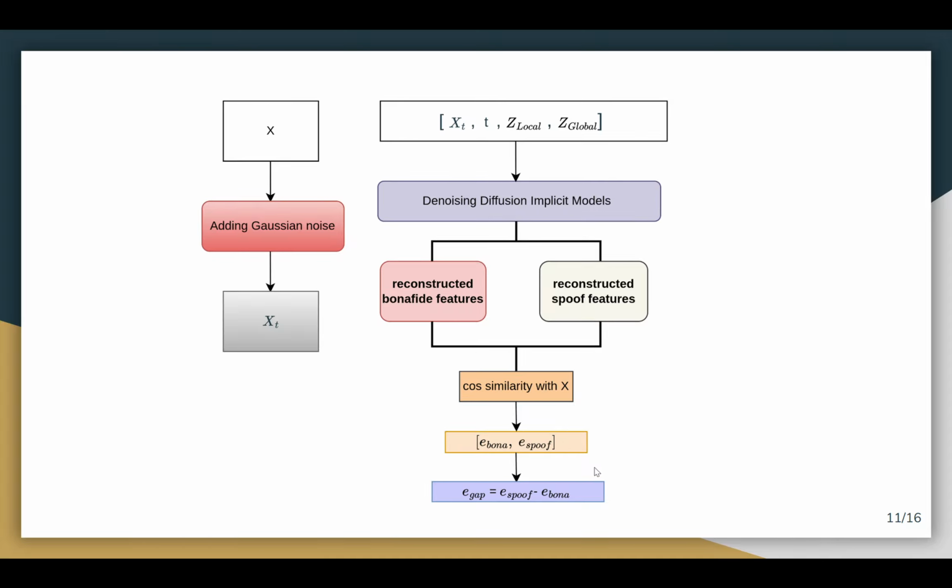If the input is bona fide, it will be E spoof minus E bona fide, and also we expect to see that E gap is bigger than 0. So whether the label is bona fide or spoof, the model is expected to see that the E gap is always bigger than 0.